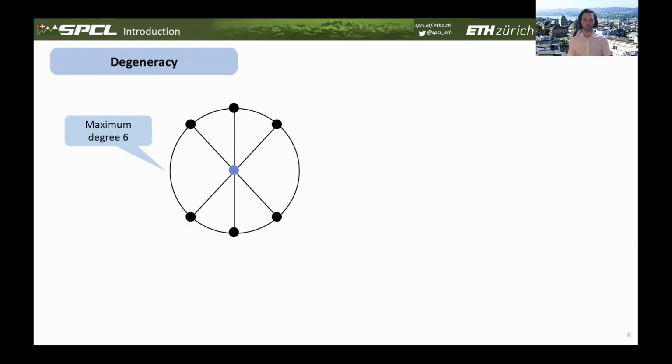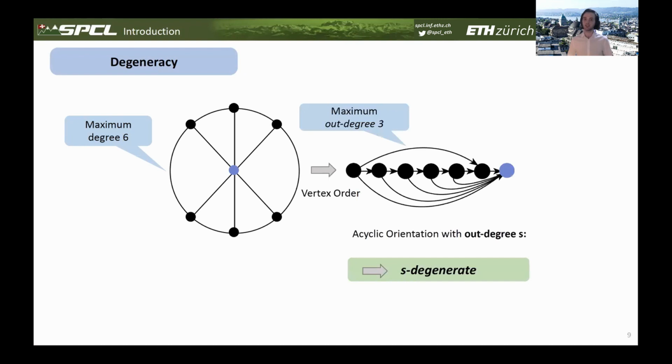Let's look at the following example. The graph which is drawn is a bicycle wheel graph. It has a large maximum degree. In the example, the maximum degree is 6. Now, let's try to orient the edges of the graph so that the out degree is as small as possible. In the example, we put the blue vertex, the center vertex, last, and so we get an orientation where the maximum out degree is only 3.